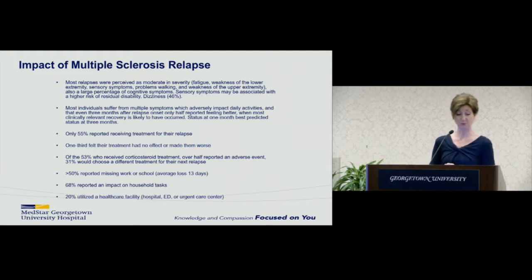More than 50% reported missing work or school, an average of 13 days, and 68% reported an impact on household tasks. 20% utilized a healthcare facility, needing to go to a hospital, an ED, or an urgent care facility.